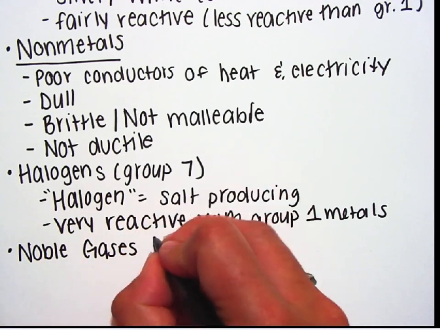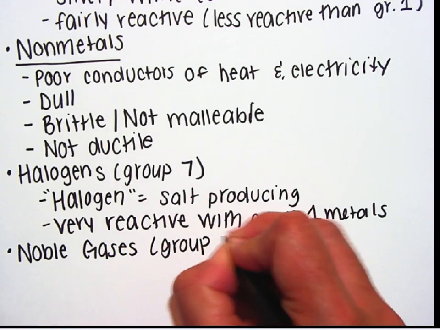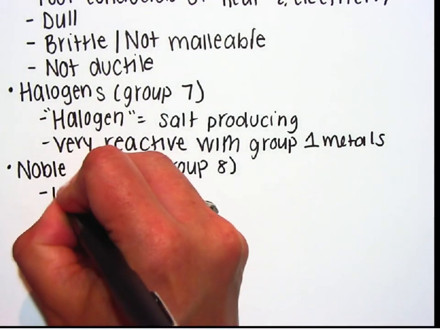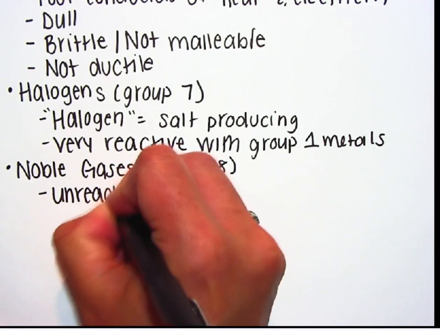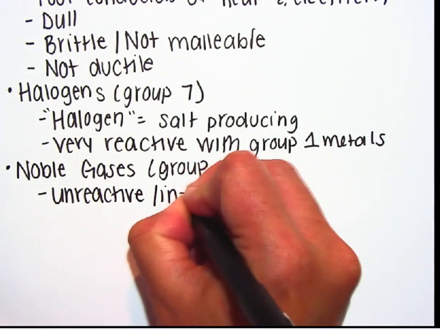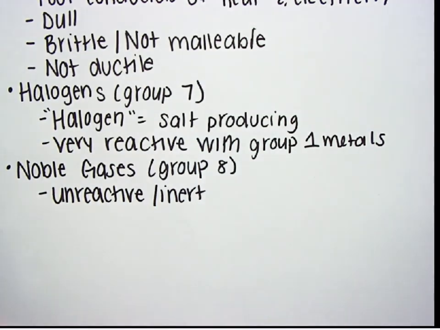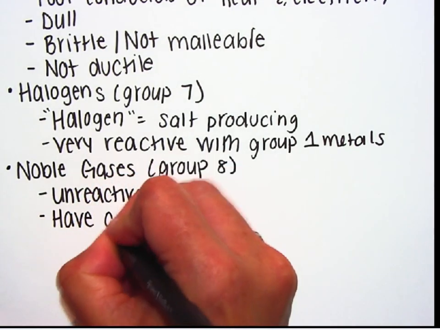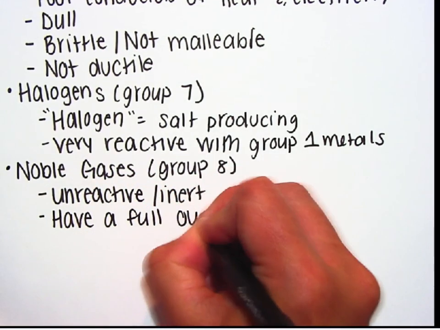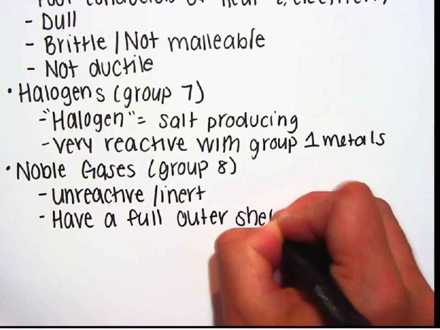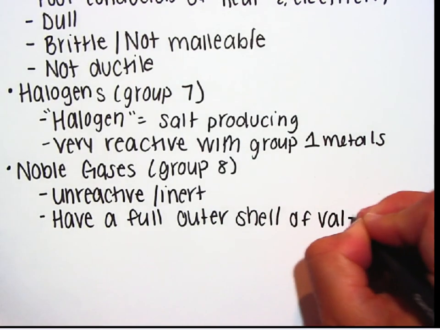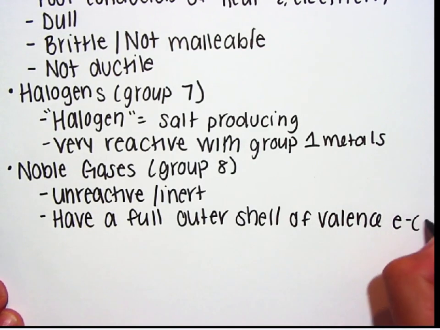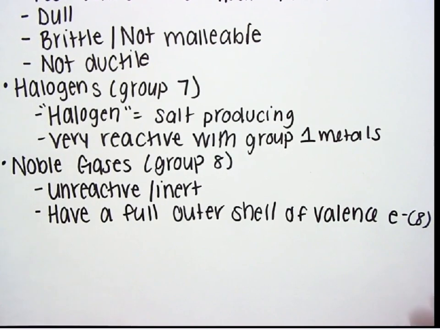We also labeled the noble gases, which are in group 8. The noble gases are unreactive, or we call them inert. The reason why they are unreactive is because they have a full outer shell of valence electrons, which is 8. Remember the octet rule. 8 is the magic number.